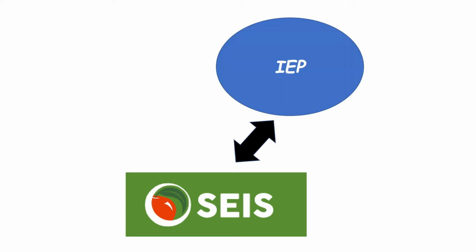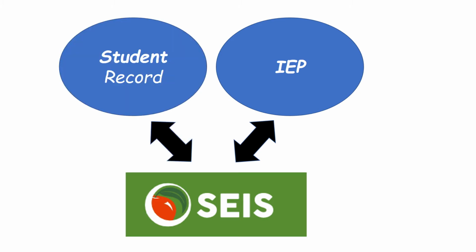SEIS consists of two aspects: the IEP and related documents, and the student record. The IEP includes all IEP-related documents such as the present levels page, the goals page, the signature page, etc. After an IEP is done, these are maintained in SEIS as read-only records and cannot be edited.